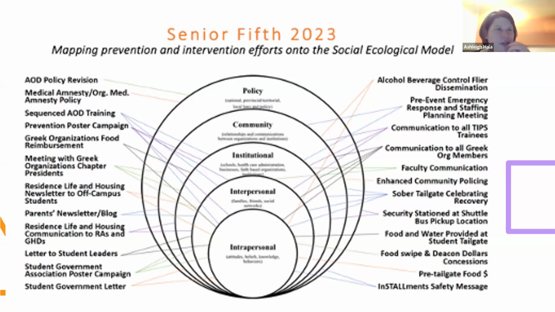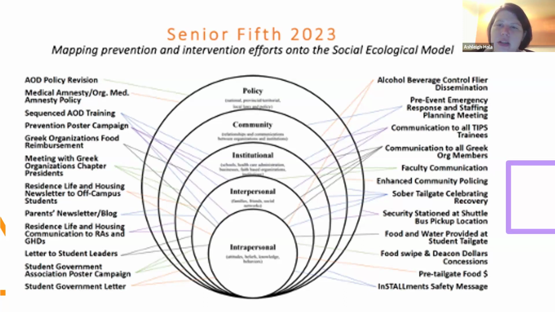You'll see some really good examples here, like making sure that our policy is revised every year and that it feels relevant, it feels appropriate, including our amnesty work. Sequenced AOD training, again, sufficient dosage, right? We talked about that a little bit earlier. Poster campaigns we would do every single year around social norming and introducing our community to social norming strategy. We offered food reimbursements to groups like Greek organizations so that if they were hosting a space where people were drinking, we could make sure they had food and water. We would meet with student leaders. We would put our information in a variety of newsletters and spaces where students might gather information.